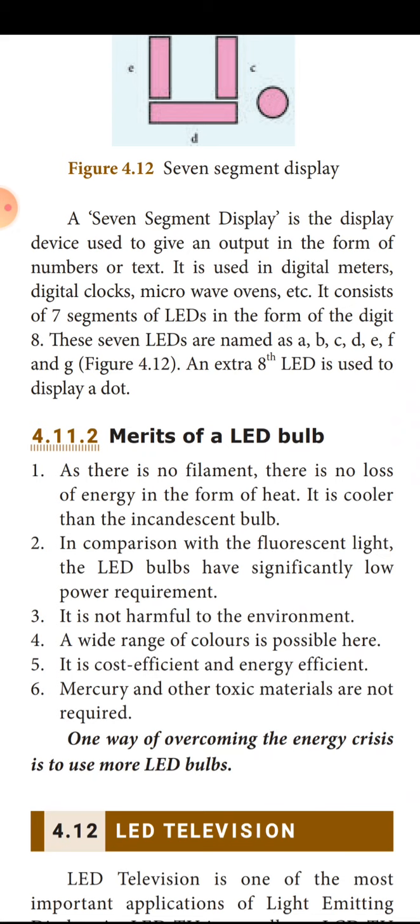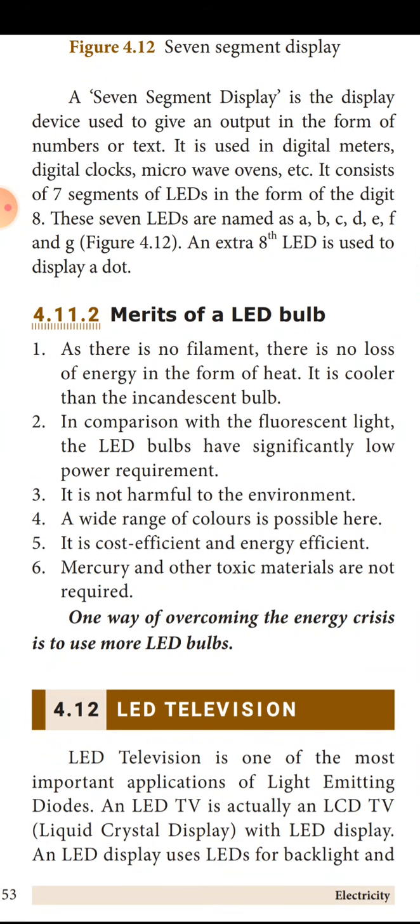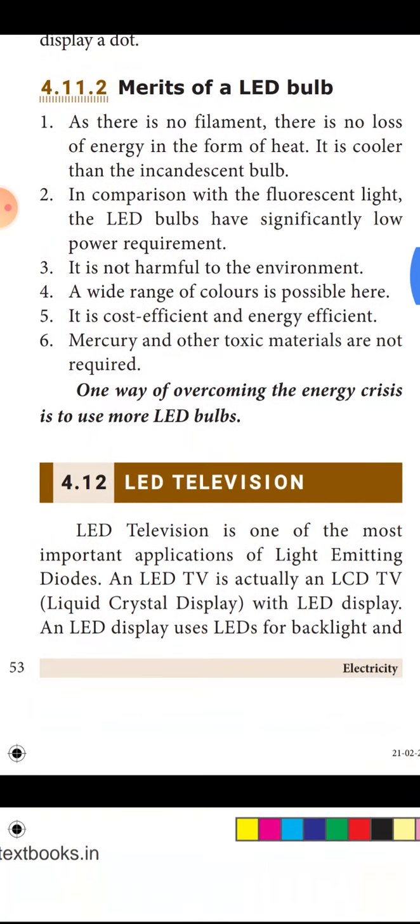A wide range of colors is possible. In normal bulbs, we have only peculiar colors like white or dark yellow. But in LED, we have red, green, orange and yellow. Different colors we can get. Mercury and other toxic materials are not used in it. One way of overcoming the energy crisis is to use more LED bulbs. What is the energy crisis? It is about the electrical energy we consume at home.